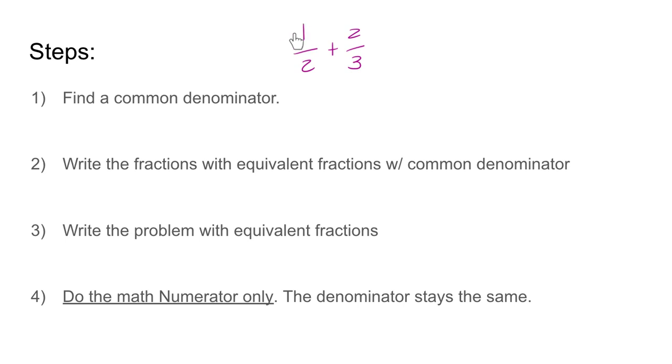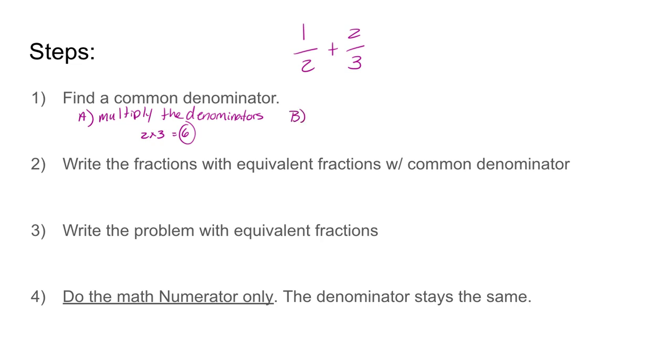So if I have something like 1 over 2, which is 1/2, plus 2 over 3, which would be 2/3, how do I add those together? So the first thing I need to do is find a common denominator. So two ways we can do that. A, we can go ahead and multiply the denominators. Okay, so I can go 2 times 3 equals 6.